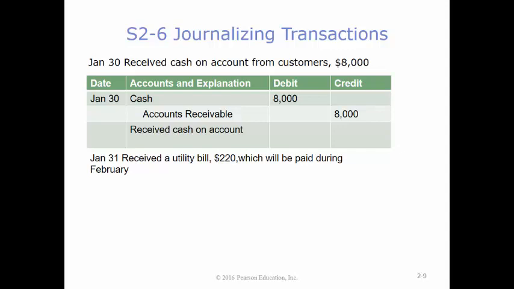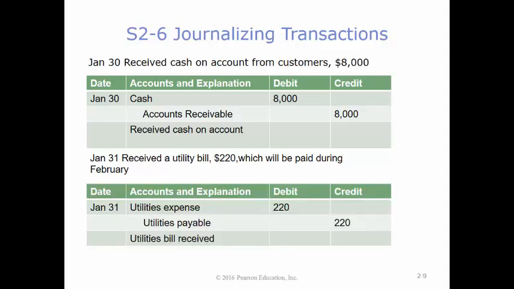On January 31st, it says that we received a utility bill, $220, which will be paid during February. Okay, so this means this is a utility bill for this month of January. So that will be an expense that we need to record for this month, but we're not paying it now. We're going to be paying it in February. So when we're going to be paying something at a later date, then it's going to be a payable.